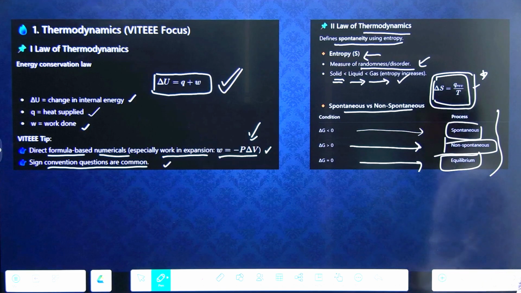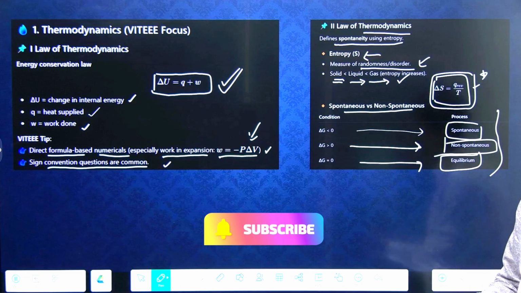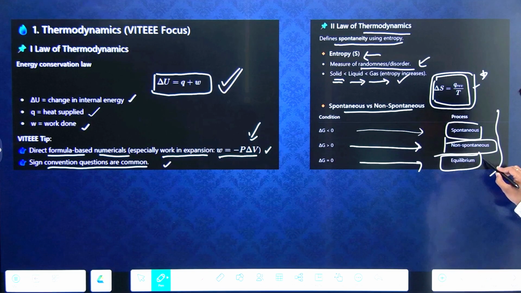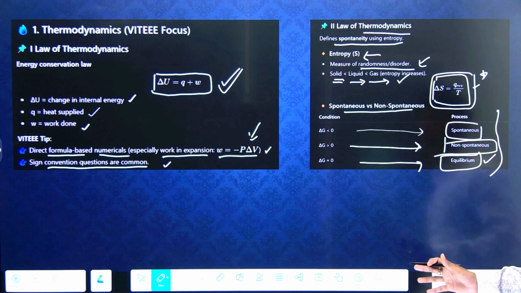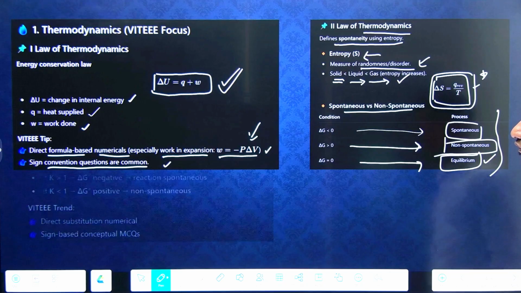So remember that delta G less than 0 implies a spontaneous process, delta G greater than 0 implies a non-spontaneous process, and delta G equal to 0 implies the equilibrium state, so there is no movement. This is what we have learned from our second law of thermodynamics.